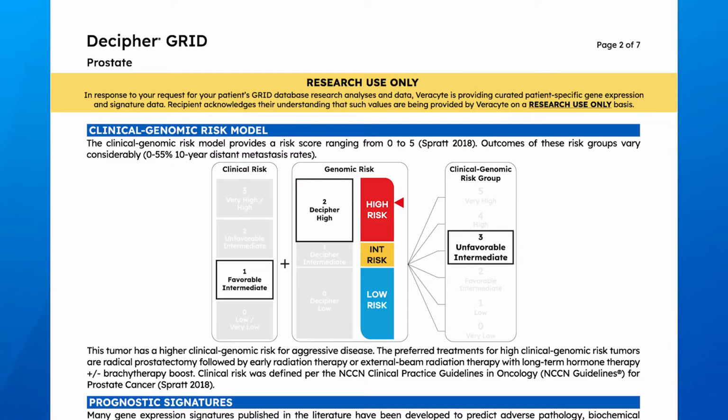To put this in context, this patient's risk would be similar to a patient with NCCN unfavorable intermediate risk with a Decipher intermediate risk score. They would also have a sum of 3 points, or one that is NCCN high risk and a Decipher low risk score, also having a sum of 3 points. It's a nice way to think about the overall risk of the patient and where they fall on the spectrum of patients that have either similar genomic risk or similar clinical pathologic risk.